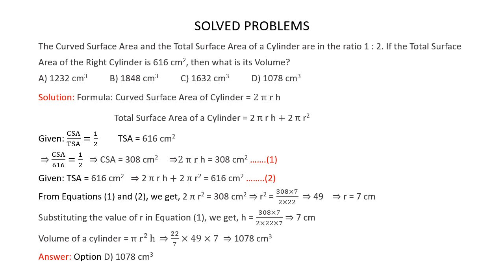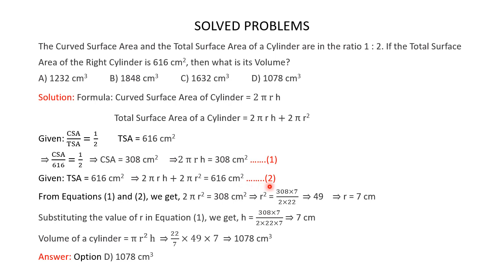Now we know that curved surface area of a cylinder is equal to 2 pi RH. So 2 pi RH is equal to 308 centimeter squared. This is the first equation. Now it's given that the total surface area is 616 centimeter squared. Now we know that total surface area of a cylinder is equal to 2 pi RH plus 2 pi r squared. So 2 pi RH plus 2 pi r squared is equal to 616 centimeters squared.